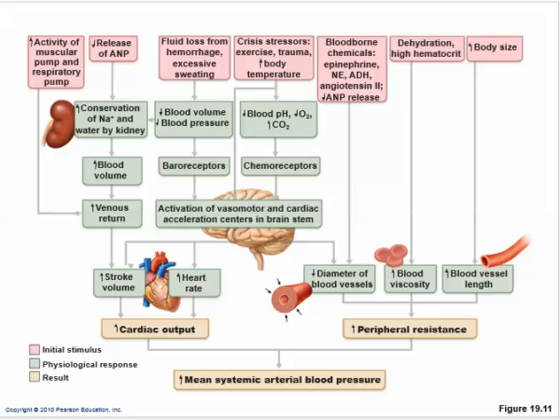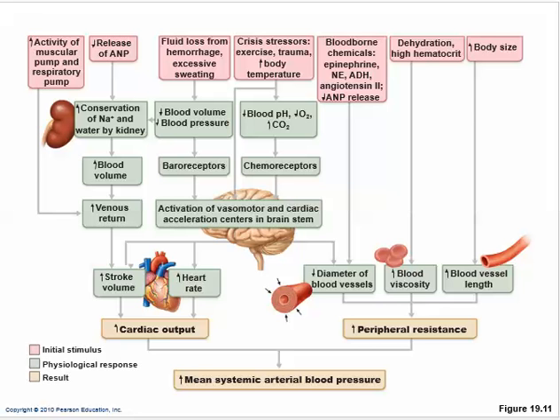Bring it all together. Increased activity in the muscular pump and respiratory pump means increased venous return, which means increased stroke volume, which increases cardiac output, which increases blood pressure. If you decrease the atrial natriuretic peptide, you reabsorb more sodium, which means that there's more osmosis, more blood volume, which increases venous return, which increases stroke volume, which increases cardiac output, which increases blood pressure.